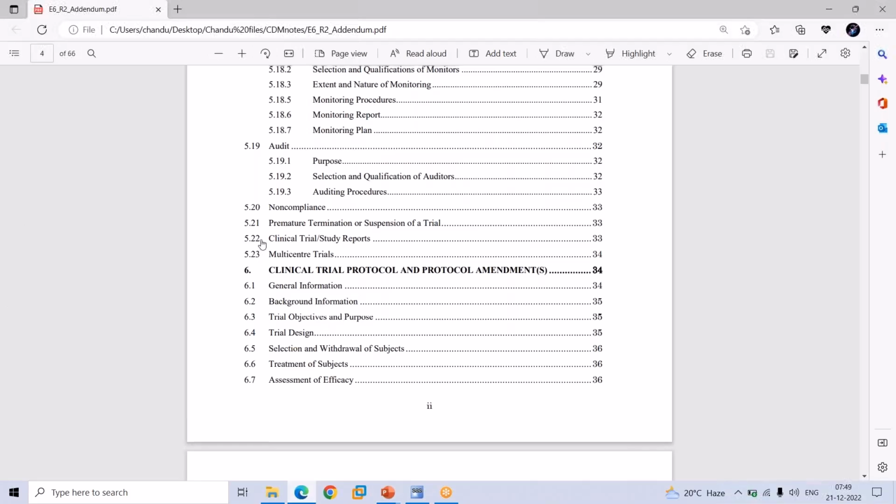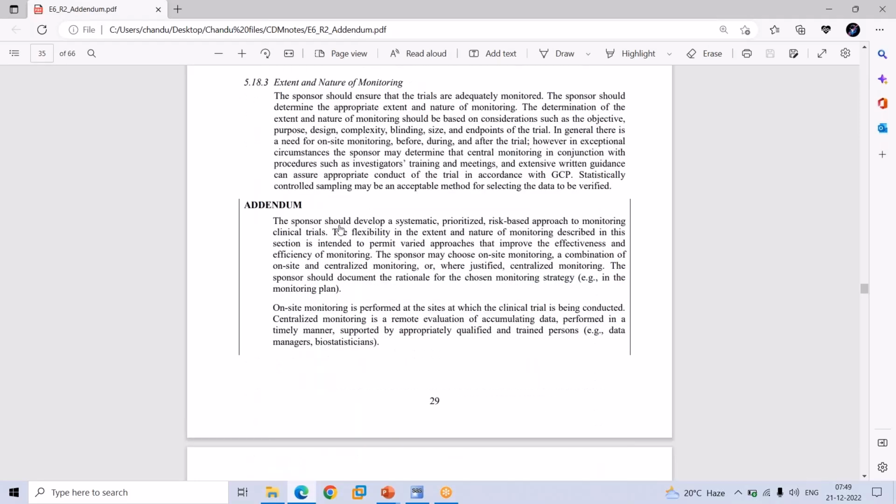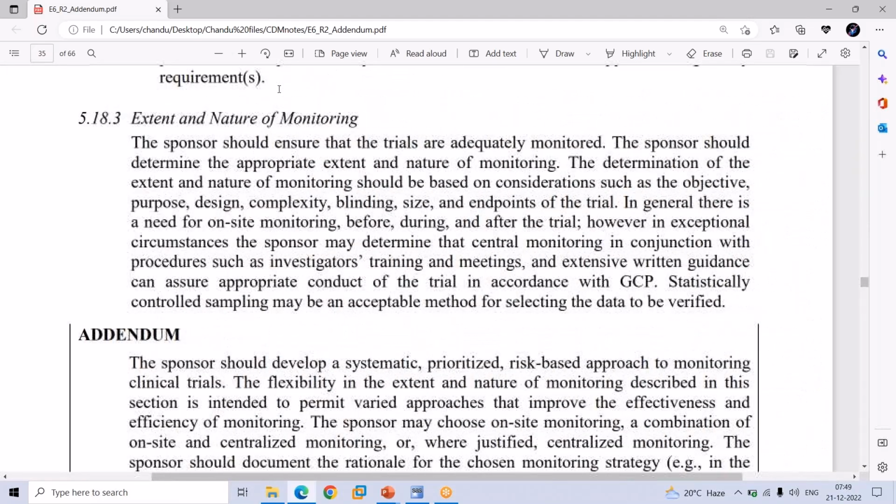So 5.18 is about monitoring. 5.18.3, extent and nature of the monitoring. So the sponsor should ensure the trials are adequately monitored, and the sponsor should determine the extent and nature of the monitoring.